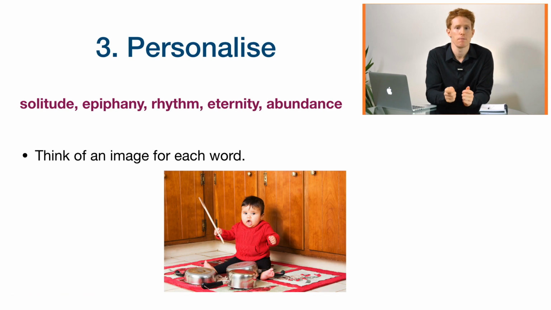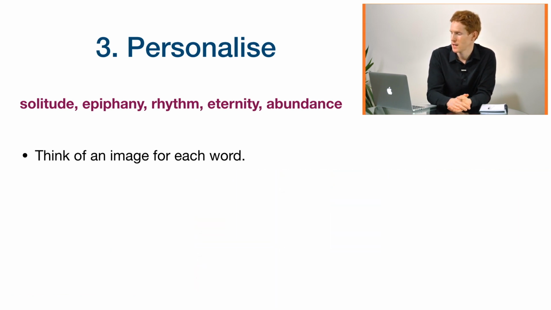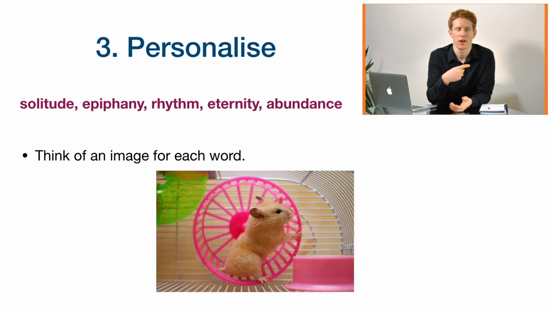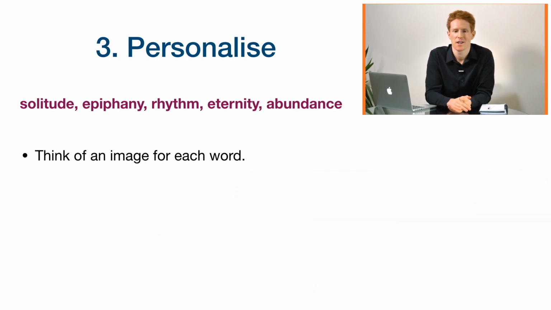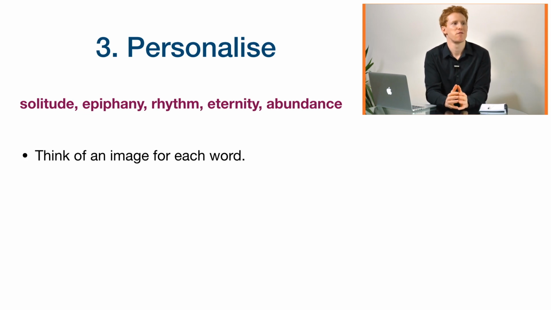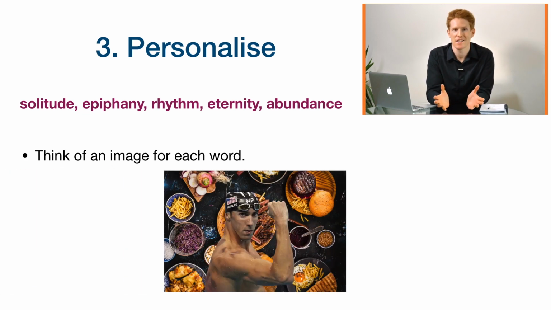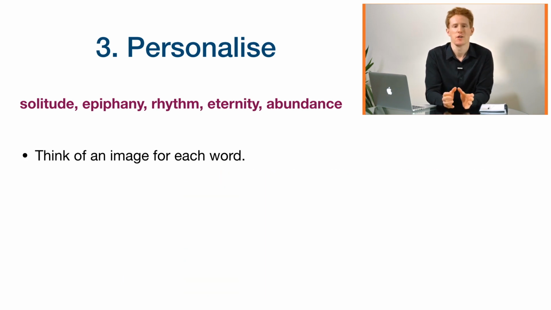Rhythm, well, we could have somebody playing the drums. Eternity, well, I'll have a hamster running on a hamster wheel. It's forever turning. It's going on for eternity. And abundance, well, for me, I think of a photo of Michael Phelps and his diet, because he eats so much food. He eats an abundance of food.